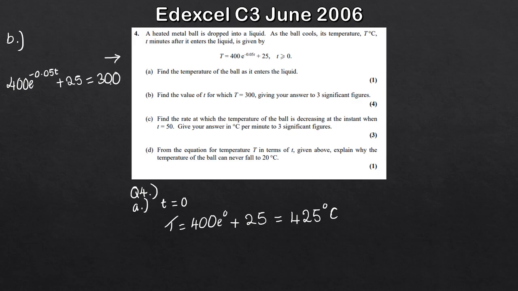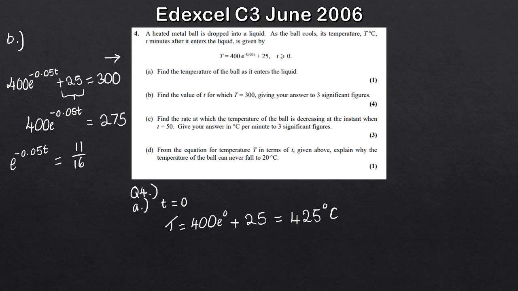So the first thing I'm going to do is get rid of this 25 here. We don't want that on this side. So I subtract 25 off both sides. So I get 400e to the minus 0.05t is equal to 300 minus 25. So that's 275. And now at this stage here, I'm going to divide both sides of the equation by 400. We want to solve here for t. So we need to get this as e to the minus 0.05t. So that gives me e to the minus 0.05t is equal to 275 divided by 400, which would simplify to 11 over 16.